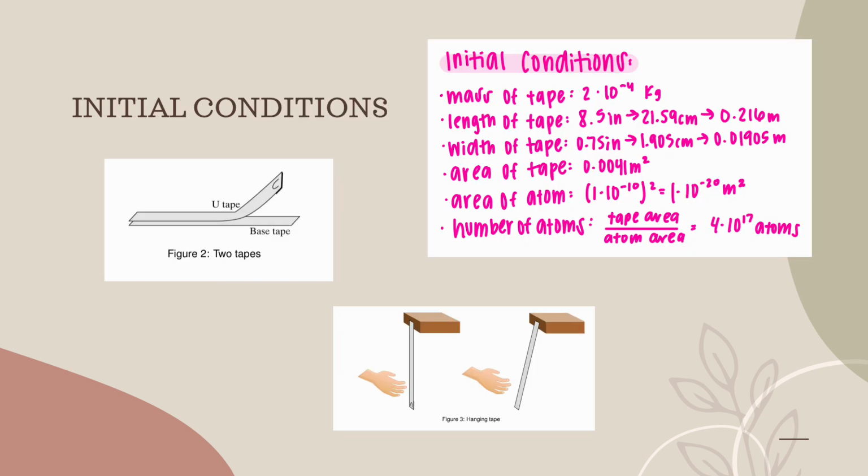So a brief overview of our initial conditions is we found the mass, length, width, and then area of the tape that we were using. And then from there, we also could calculate the number of atoms by dividing the tape area by atom area. So if you look at figure 2 on the left from the lab instructions, basically what we would do is put one piece of tape over a base tape and pull it off to give it that electrical charge. And then the first thing we did was hang it from the table to see how it would interact with the hand.